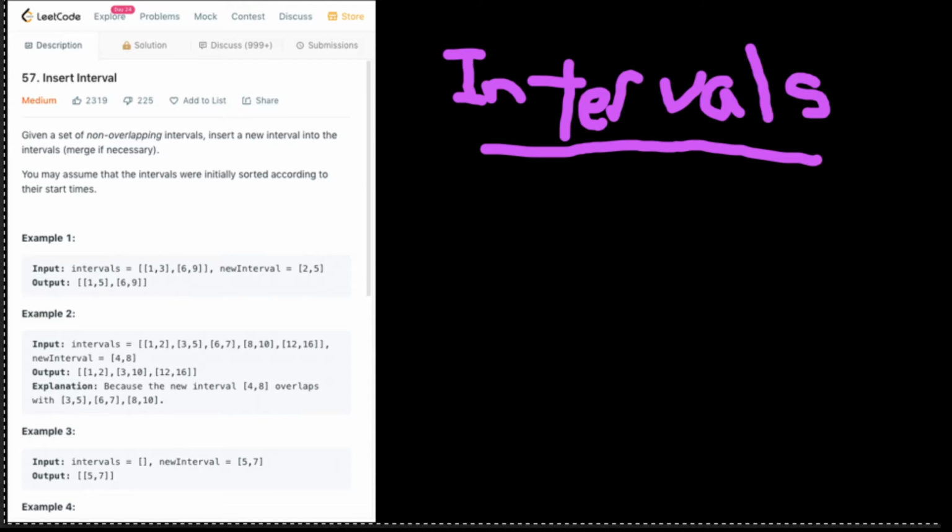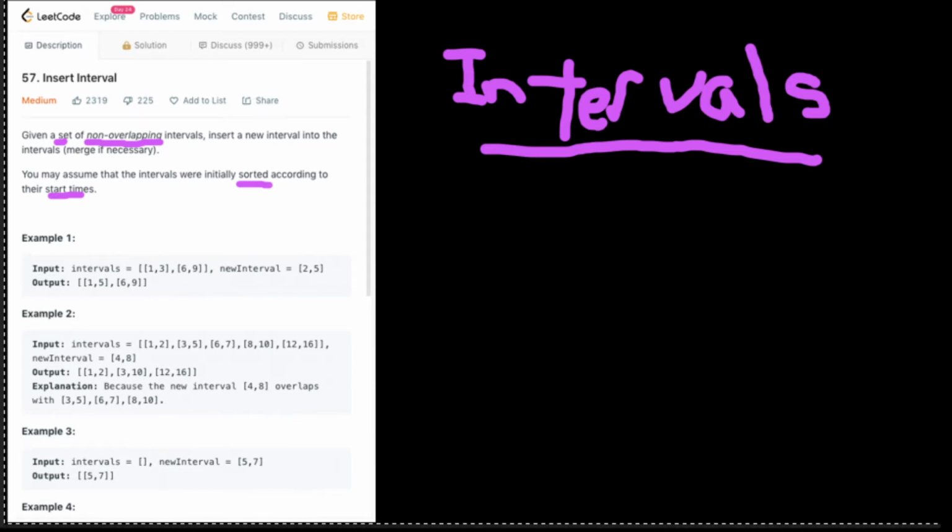A couple of things related to this particular question prompt make this easier to solve. The thing you really want to take note of is that the original set is non-overlapping and it was sorted according to the start times. That means you don't have to worry about sorting the initial one that's given, just have to figure out how to insert the new one. And they basically tell you what the two steps are. The first is to insert and the second is to merge.